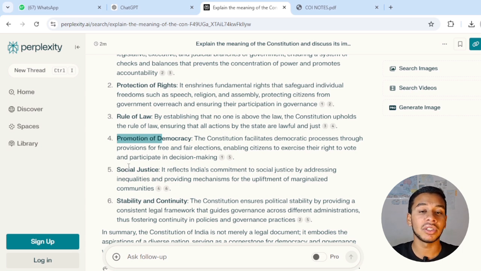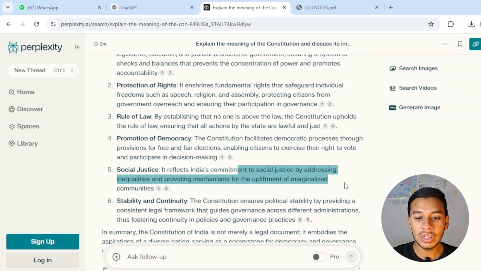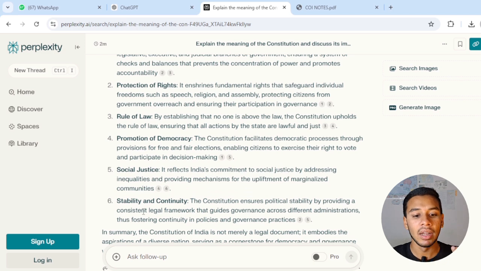Fifth one would be social justice, which means it reflects India's commitment to social justice by addressing inequalities and providing mechanisms for the upliftment of marginalized communities. Sixth one would be stability and continuity.